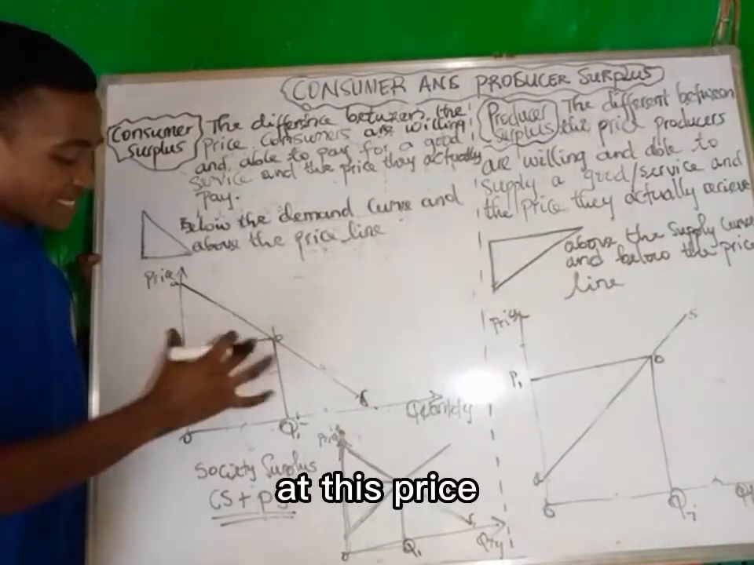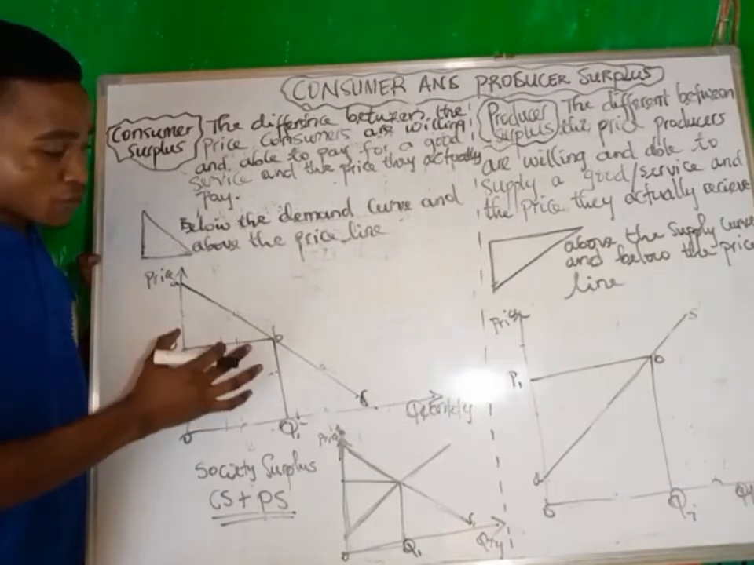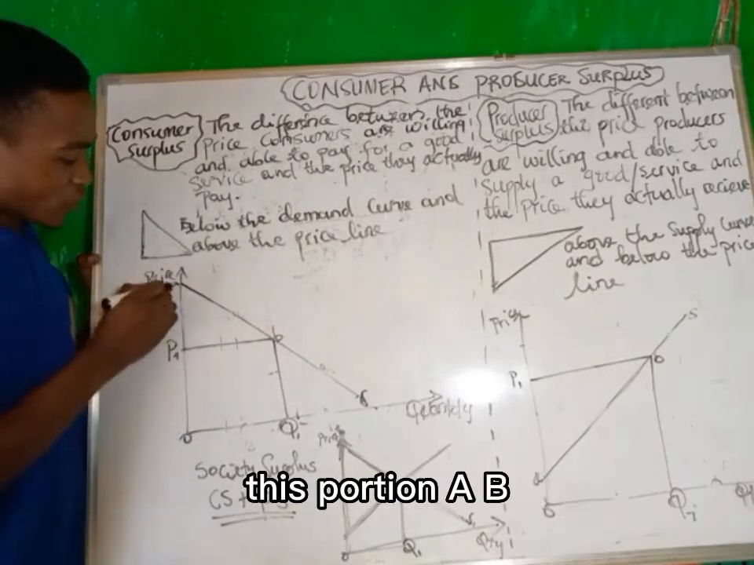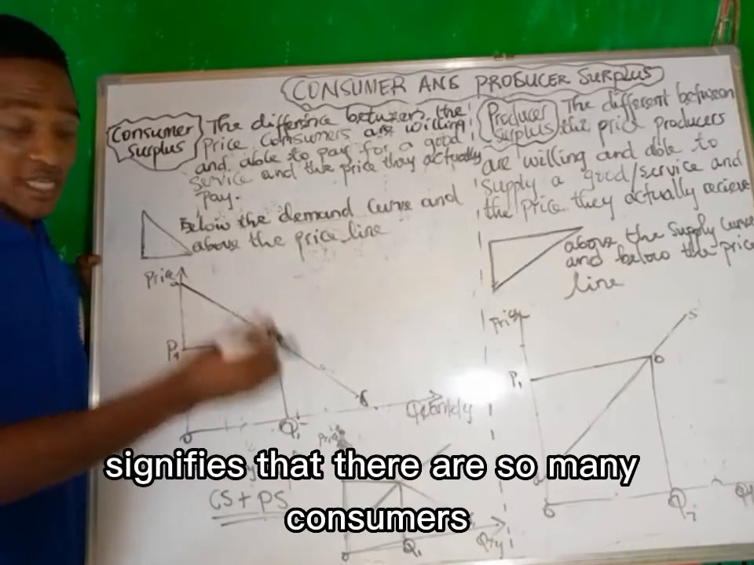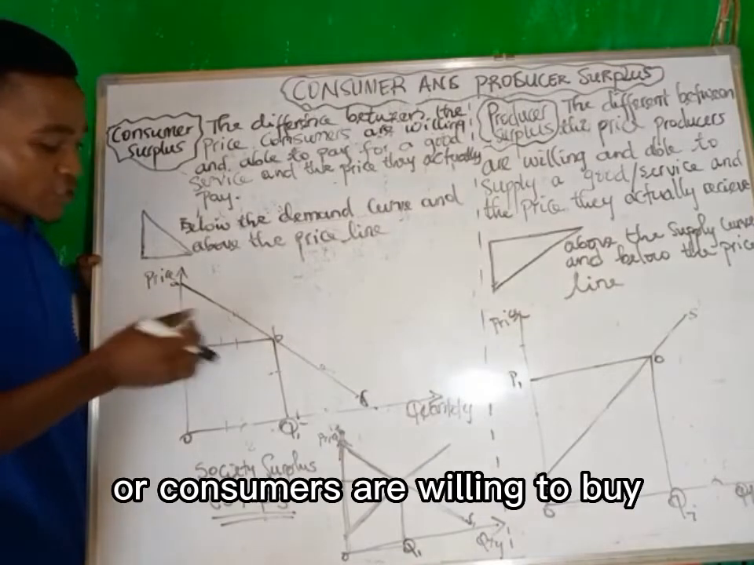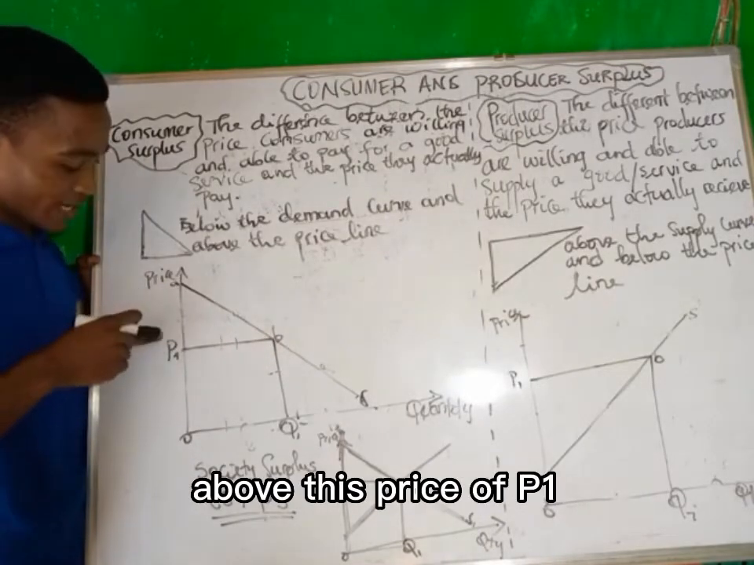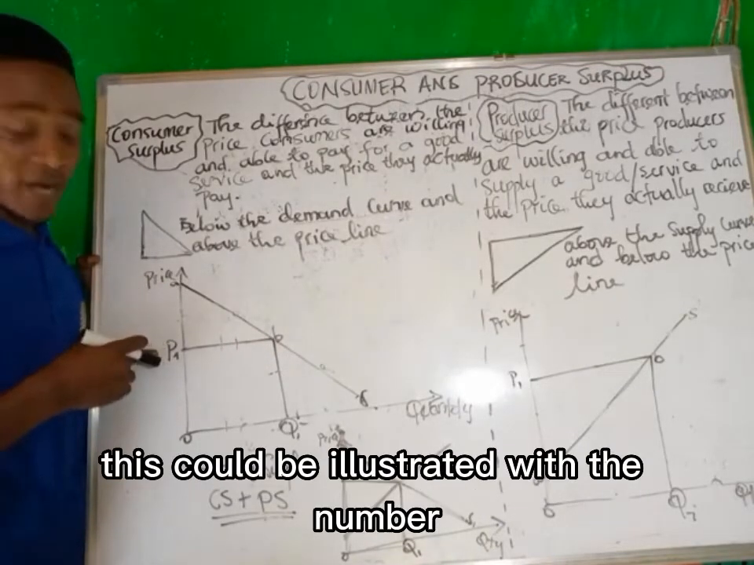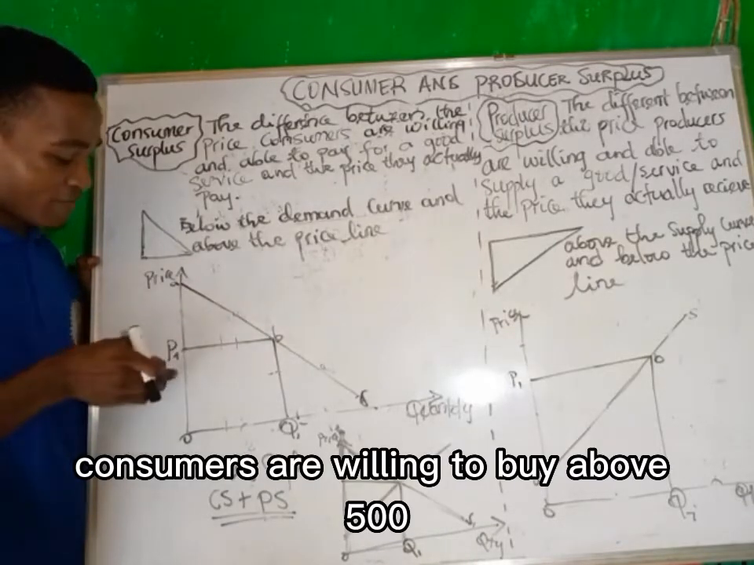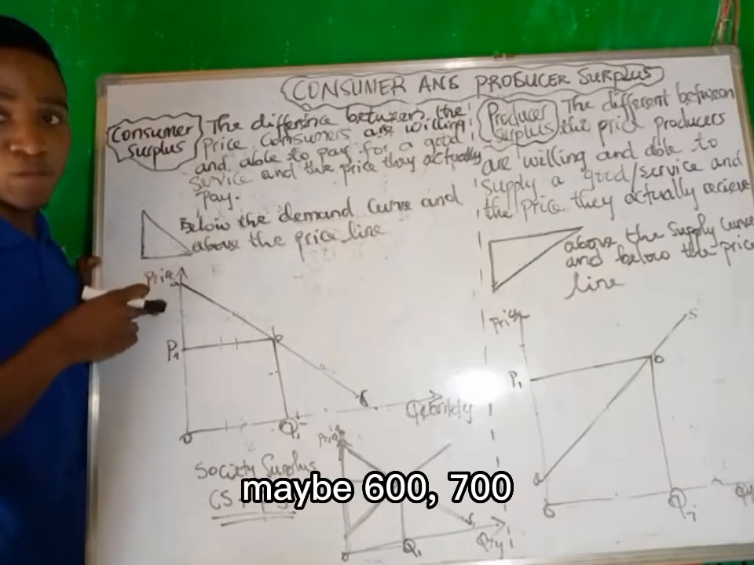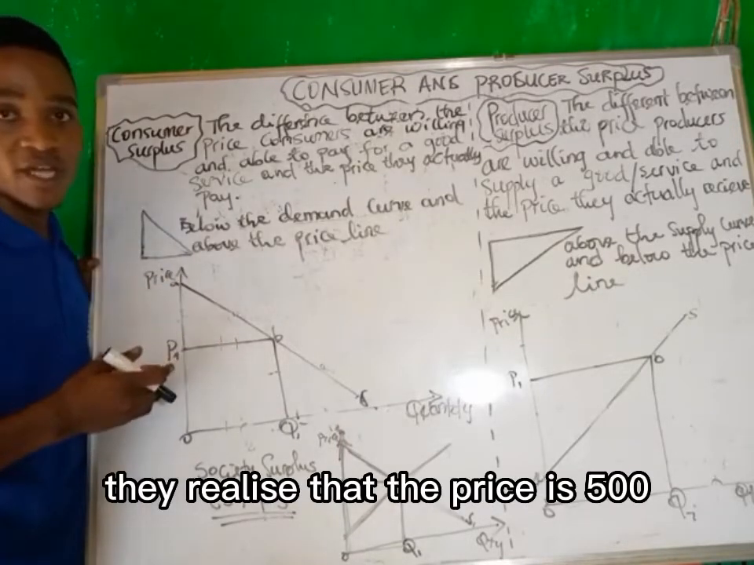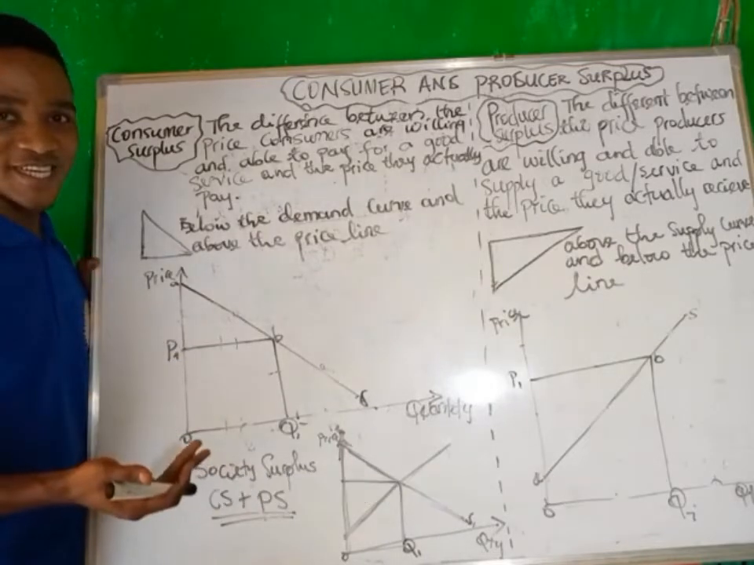So at this price, consumers actually buy. But before coming to the market, this portion AB signifies that there are so many consumers who are willing to buy above this price of P1. This could be illustrated with a number. Let's say this is 500. Consumers are willing to buy above 500, maybe 600, 700. But upon reaching the market, they realize that the price is 500. So that is a surplus.